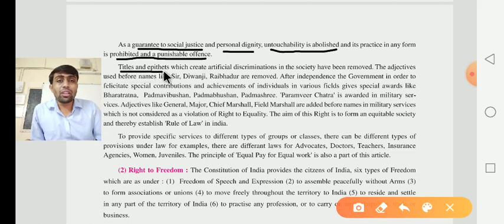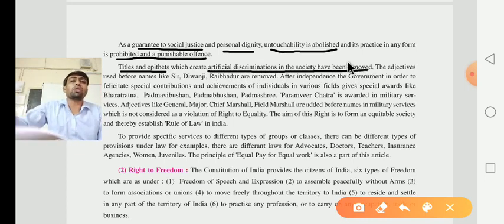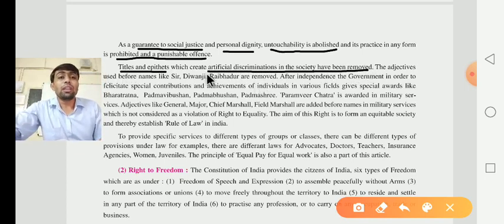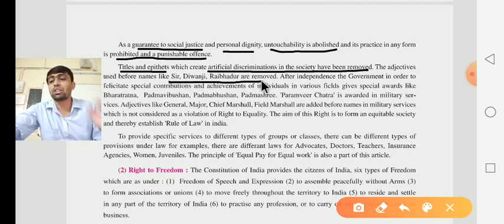Now they will say that titles are abolished. Title means shishtachar, which creates artificial discrimination in society, and it has been removed. It means whatever titles are given, as well as artificial discrimination, all these things are to be removed. Adjectives used before the name like Sir, Diwanji, Rai Bahadur are all to be removed. Adjective means Visheshan. Which ones? Sir, Diwanji, Rai Bahadur, all are removed.